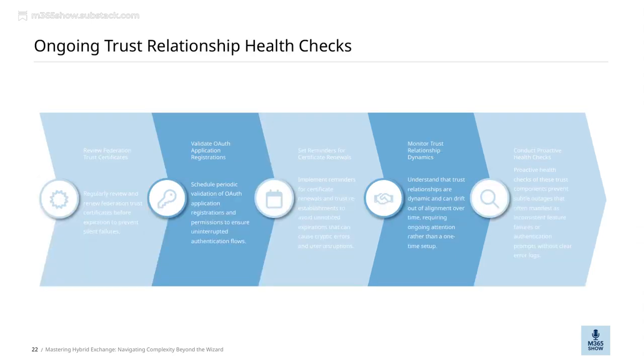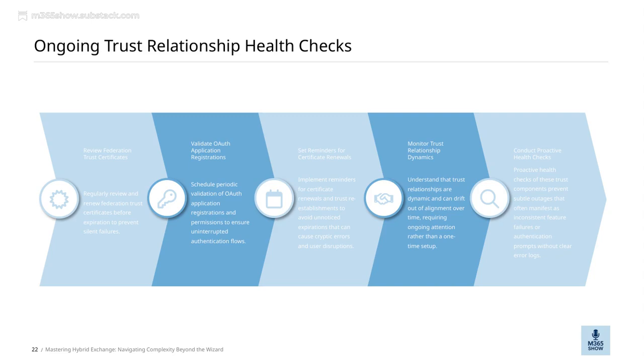Now, let's talk about the importance of ongoing trust relationship health checks. Proactive health checks of these trust components are essential because they help us catch subtle issues before they become major outages. Sometimes, these problems show up as inconsistent feature failures or authentication prompts that don't have clear error logs, making them hard to troubleshoot. That's why we need to conduct regular health checks.